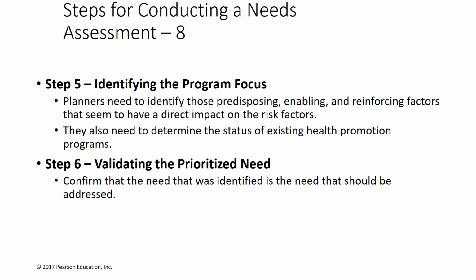Step 6, validating the prioritized need. All right, so you've gone through your needs assessment, and out of that, you've identified the priority that you want to focus on. Are there any other sources of data or existing studies out there that support your finding that this is indeed a prioritized need? Okay, we would call that concurrent validity.